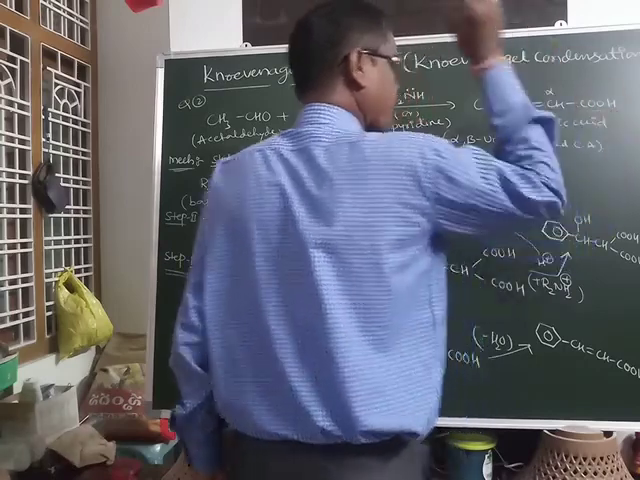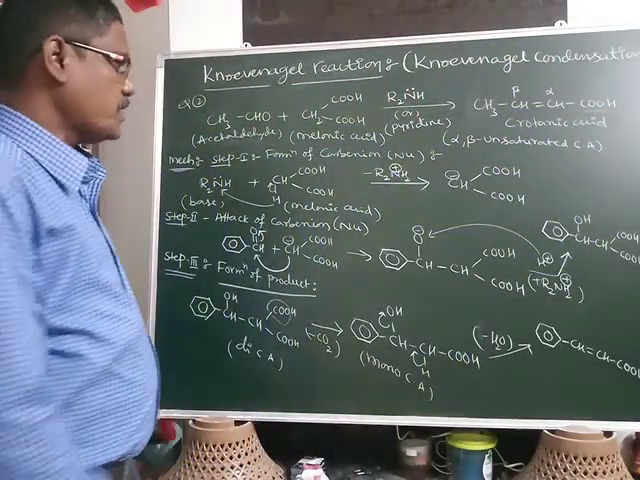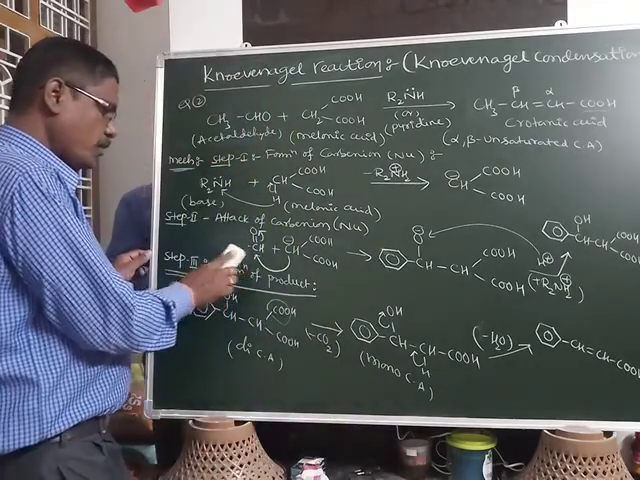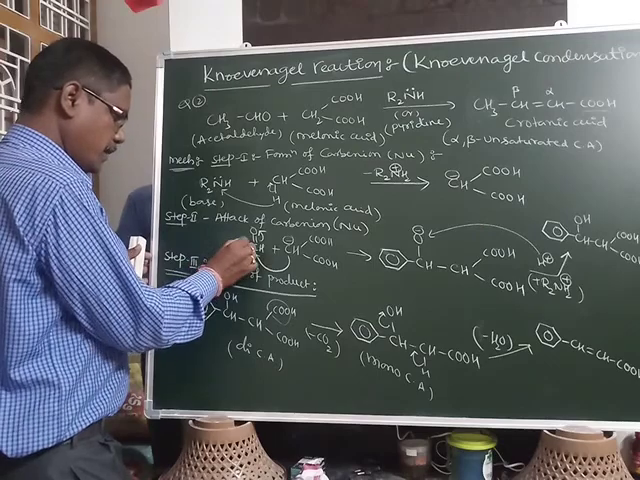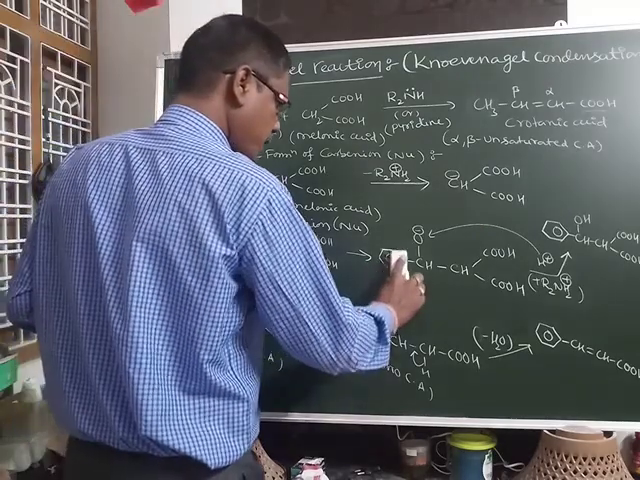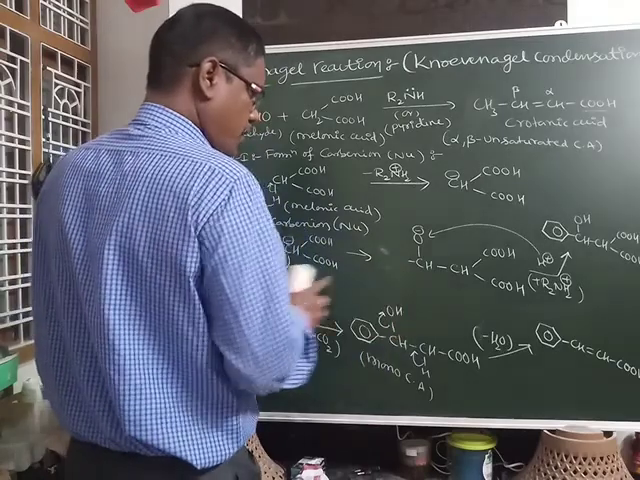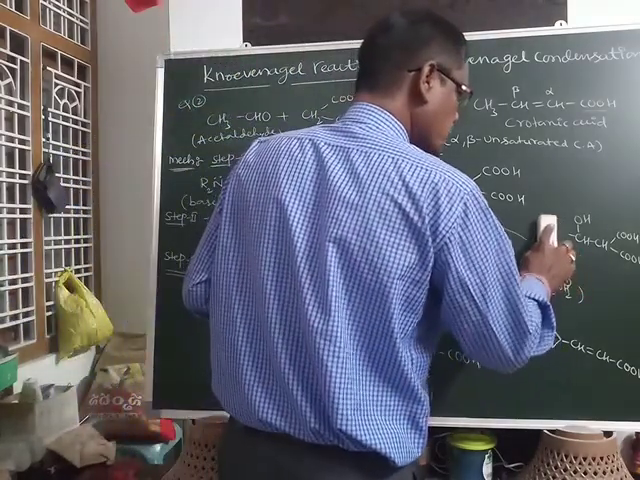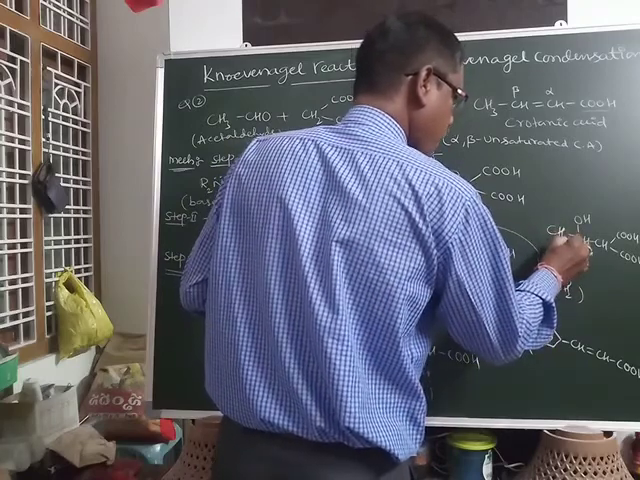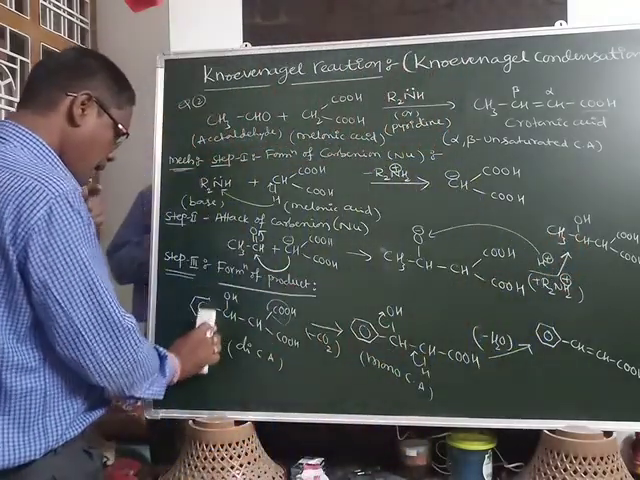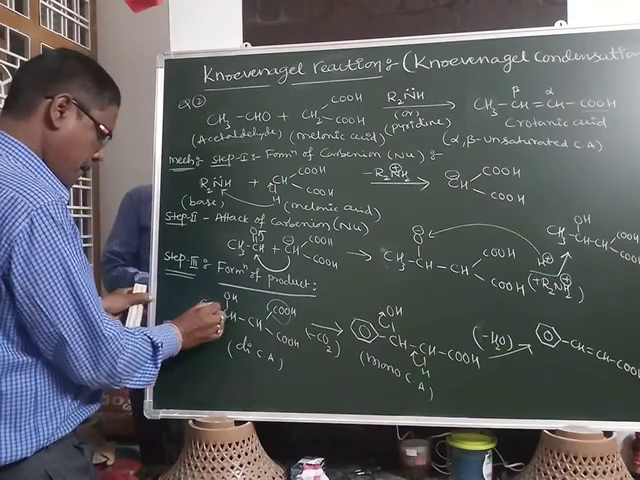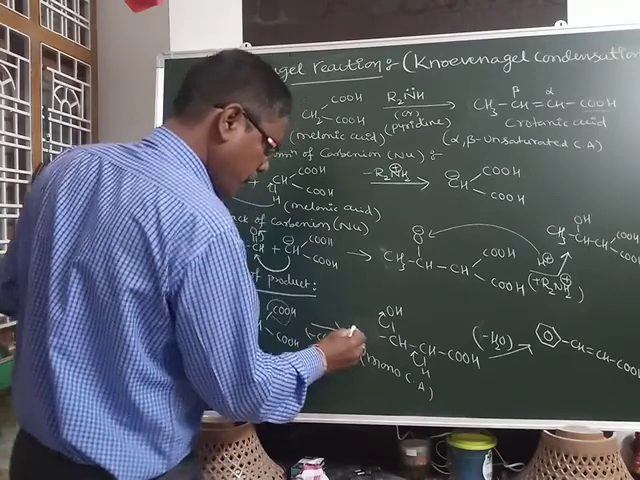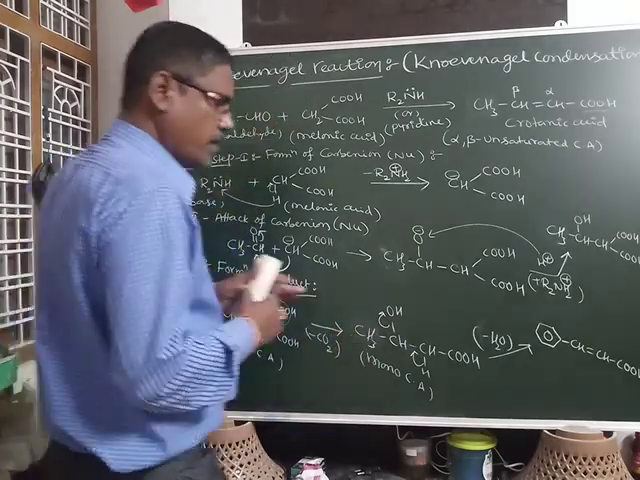Crotonic acid is obtained by a similar mechanism. Just change this phenyl group to a methyl group. Here also methyl, here methyl group, here methyl group, here methyl group.